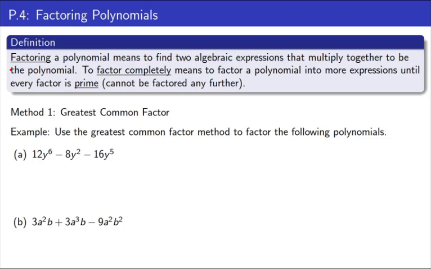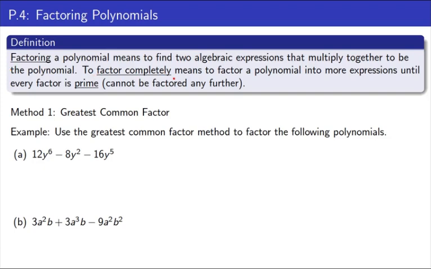Anyway, if you want to factor a polynomial, what you want to do is try to undo the FOIL method. It's almost a type of reverse FOIL. You want to find two expressions that if you were to multiply them together, you'd get back to what you have at the beginning. So we've got some ideas here of factoring completely.